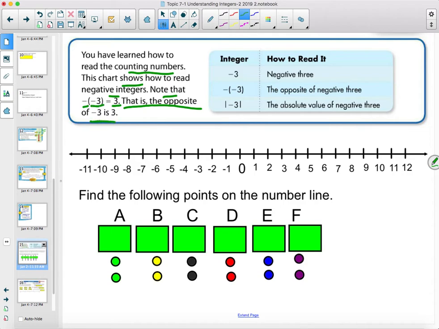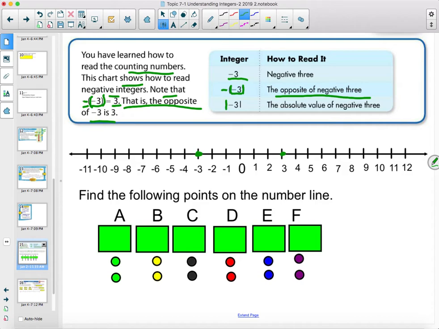And that's when they have parentheses. So these parentheses around negative 3 with that negative symbol, they're talking about the opposite of it. When you see just negative 3 by itself, it means negative 3. When you see a negative 3 with parentheses around it and a negative right there, that is the opposite of negative 3. That would be positive 3.